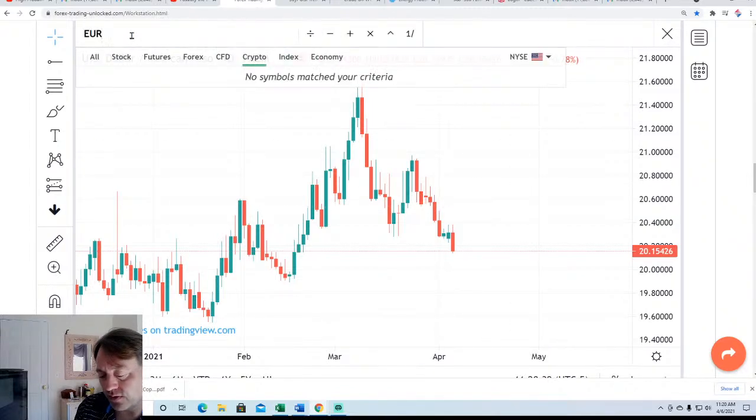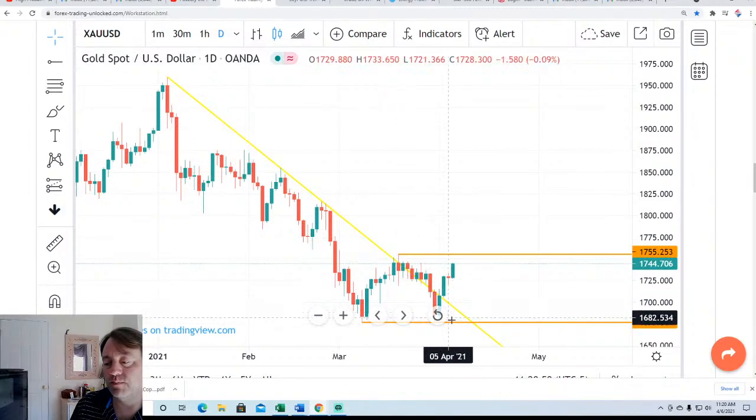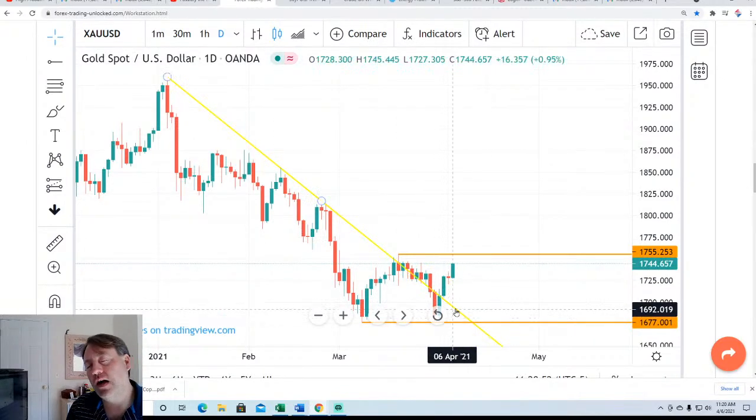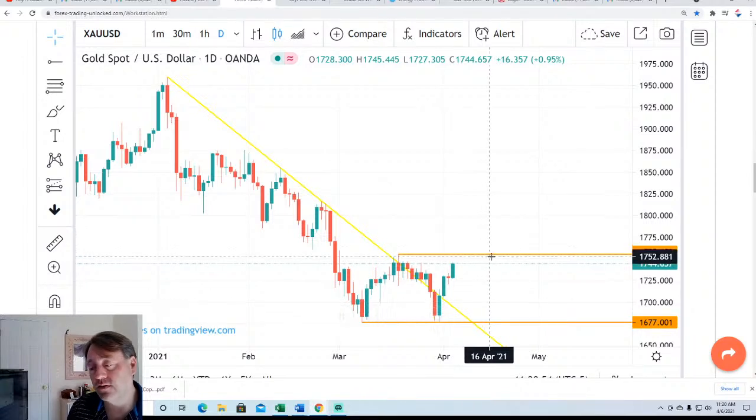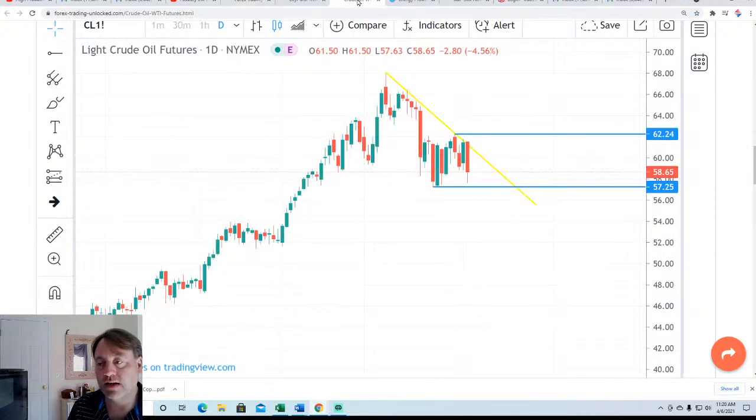So let's go back to the Euro US dollar, or actually, you know what? Let's go back to the XAU US dollar. Let's look at the gold market. So if you can see here, as this market bottomed out the other day, that's right around when the yen also topped out. So besides looking at just the currencies, you've got to look at what drives them.